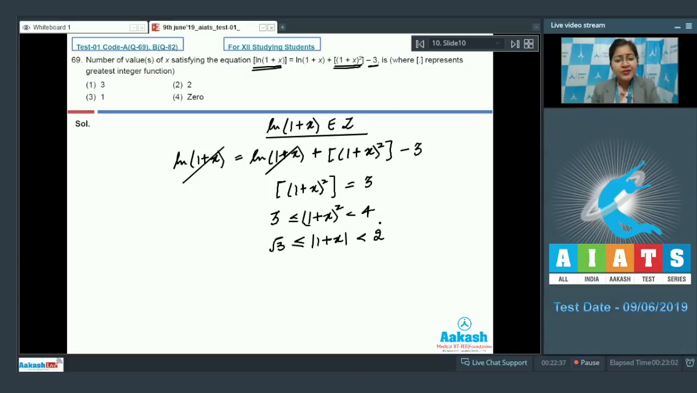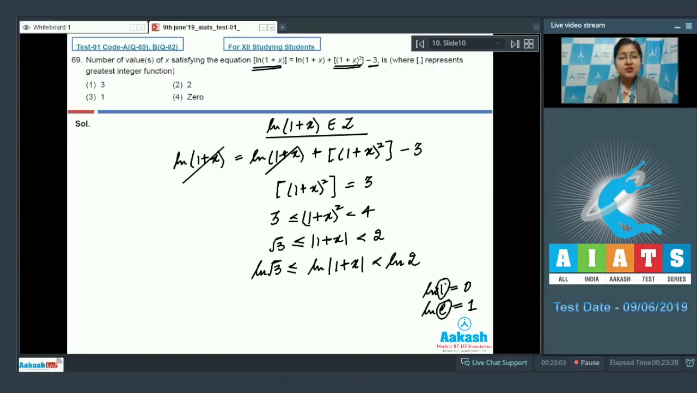Now we know that ln of 1 plus x belongs to integers. So if we take ln here, we will get ln of mod 1 plus x will go from ln of root 3 up till ln of 2. Now we know that ln of 1 is 0 and ln of e is equal to 1, and root 3 and 2 both lie between these two values, which means that there is no integral value of ln of 1 plus x that is possible. So the number of values of x which are satisfying this equation is 0. So the answer is option number 4.